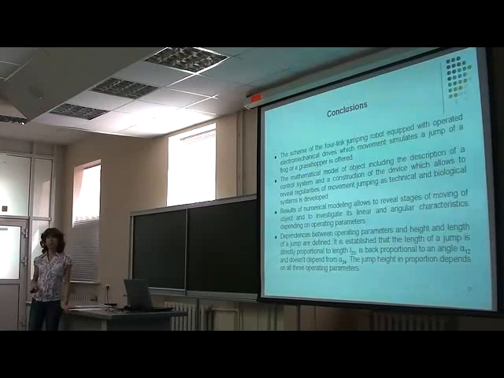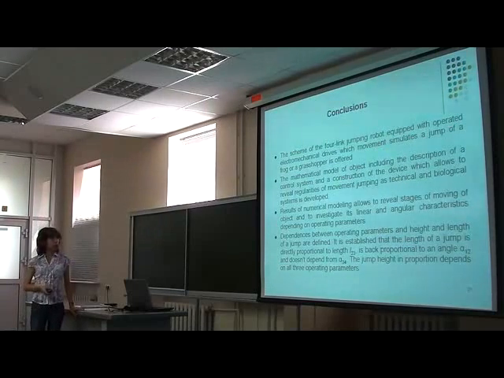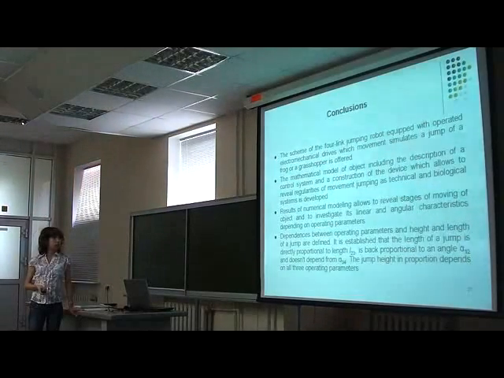I want to sum up the performed work. The scheme of the falling jumping robot equipped with electromechanical drives, whose movement simulates the jump of a frog or grasshopper, is offered. The mathematical model of the object, including the description of a control system and a construction of the device, which allows us to reveal regularities of movement, jumping, and technical and biological systems, is developed. Results of numerical modeling allow us to reveal stages of movement of the object and to investigate its linear and angular characteristics depending on operating parameters. Thanks for your attention.